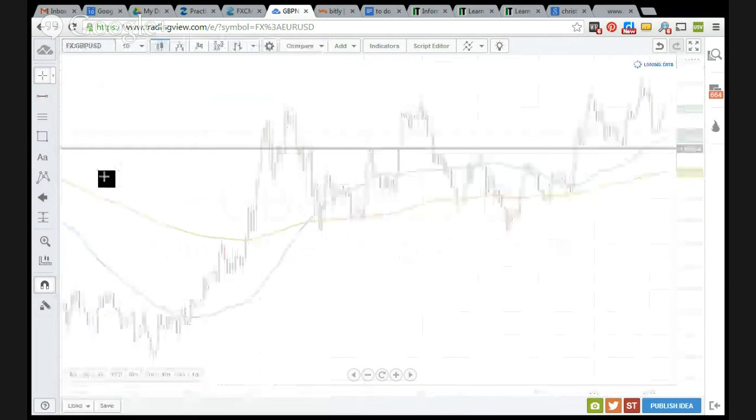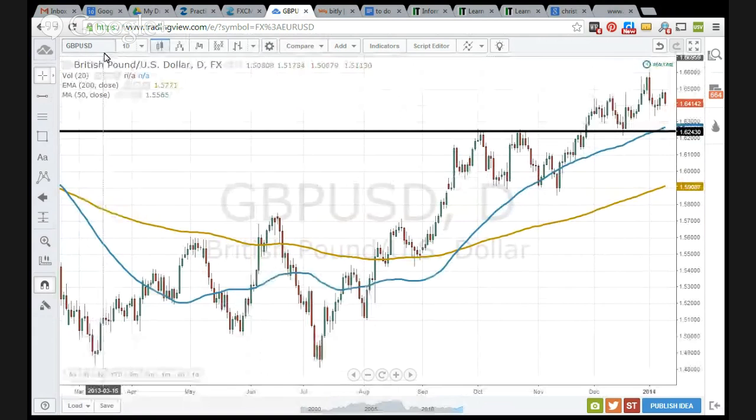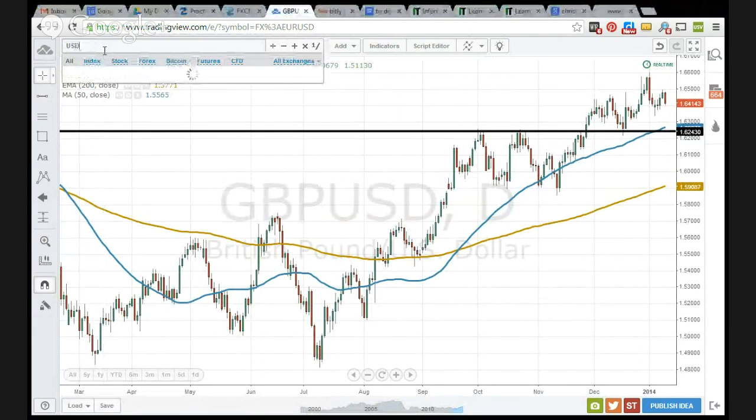Pound US dollar. Yep, still waiting for the pullback. So generally the theme with the pound is waiting for the pullback. Let's look at the dollar pairs now.